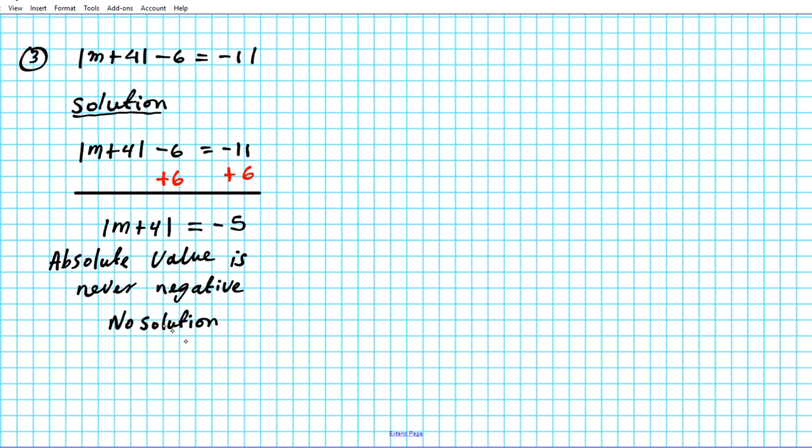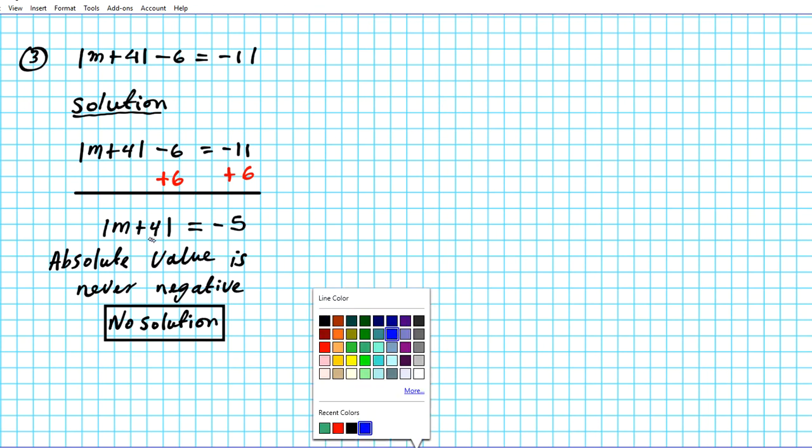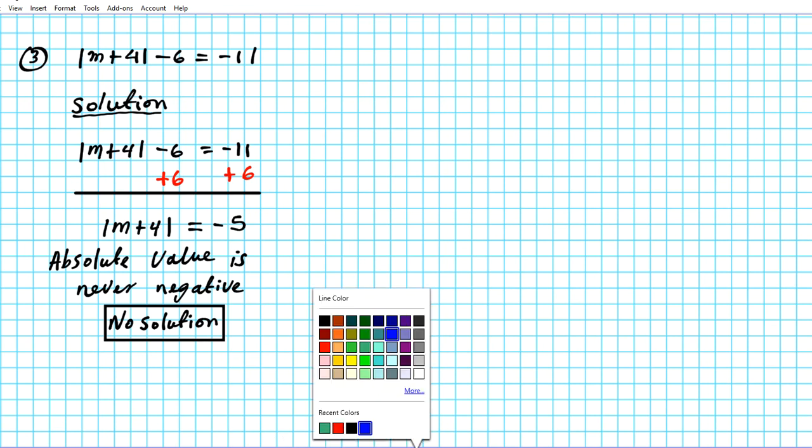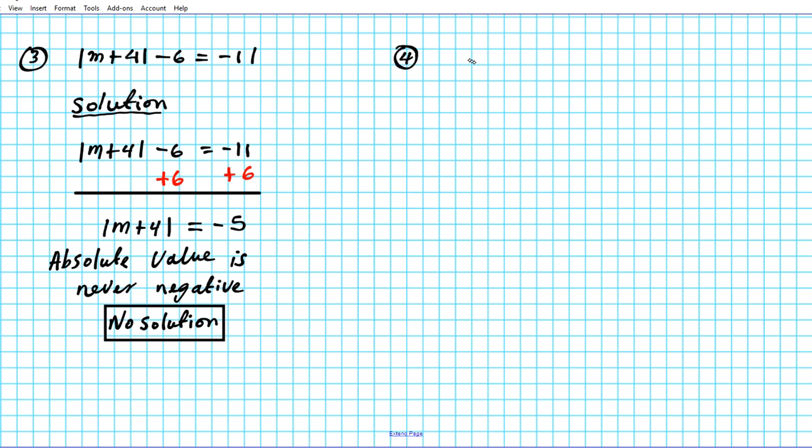So what do we learn from this example? When you get the absolute value quantity isolated, examine the number to your right and ask yourself: is the number to the right of the isolated absolute value quantity positive or negative? If it is negative, you have to stop right there. There are going to be no solutions. If it's positive, then you can proceed with the problem solving process. Alright, now let's take a look at the last example for this presentation.